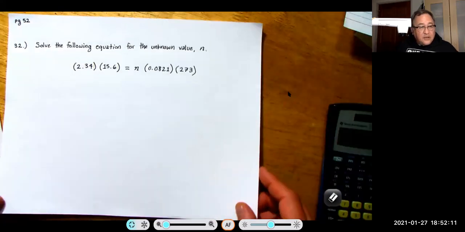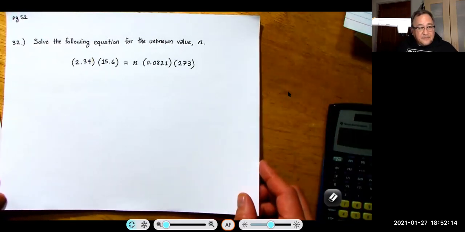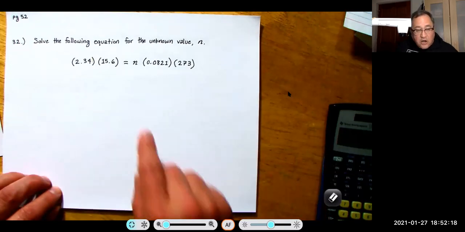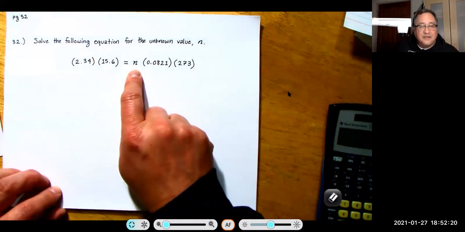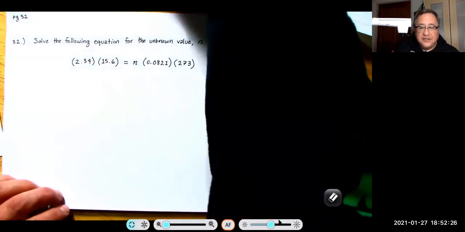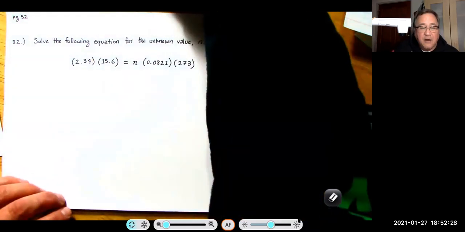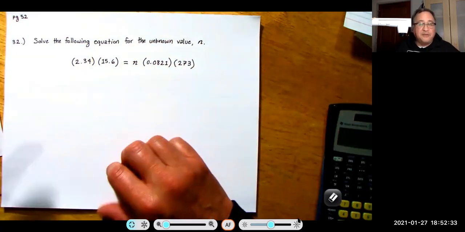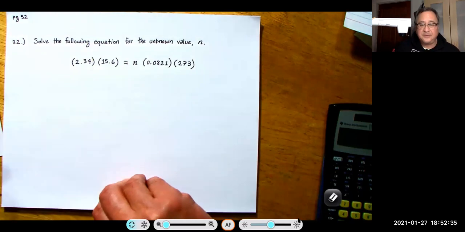So let's take a look at this one right here. I'm going to pause the recording, but what I would like you to do is solve for n. Find out the value with the correct number of significant figures. When you're done, give me a little signal that you're done, and then I'll show you how I would do it. But ultimately, for this particular problem, I would just expect an answer.